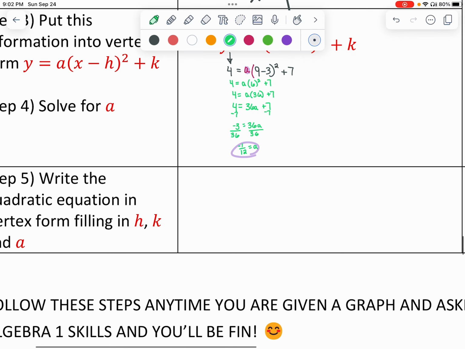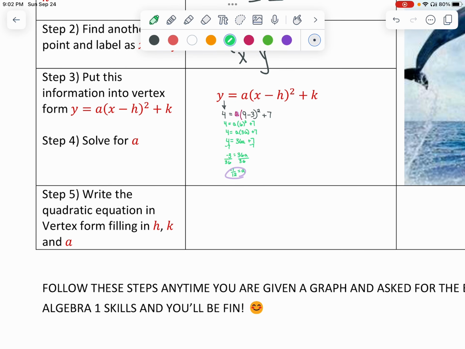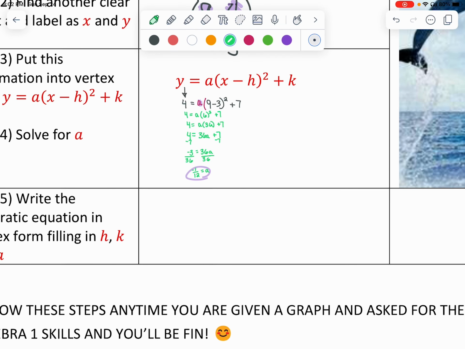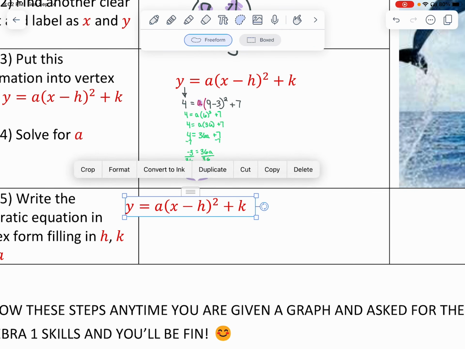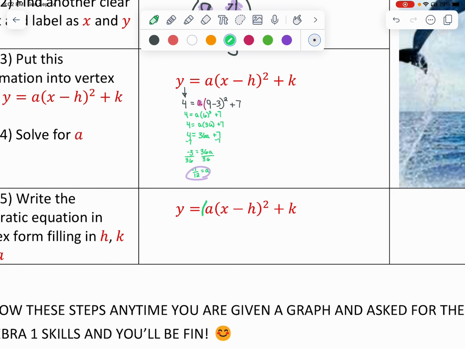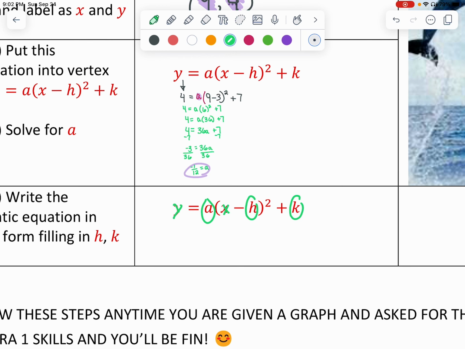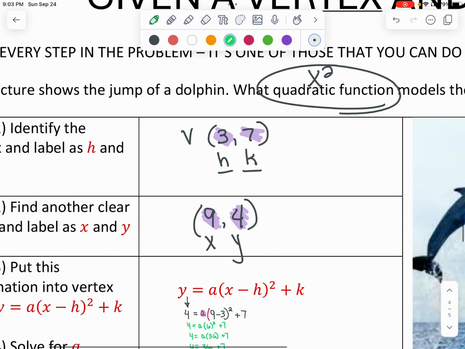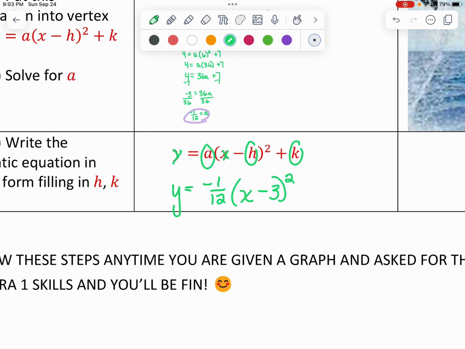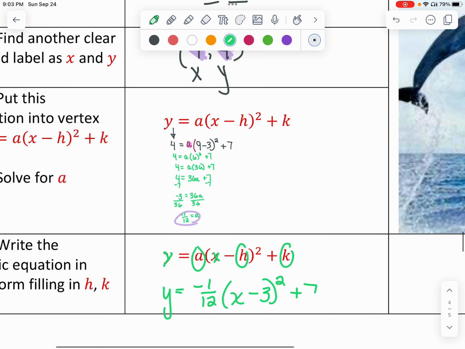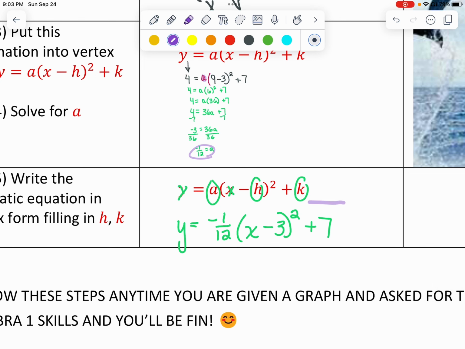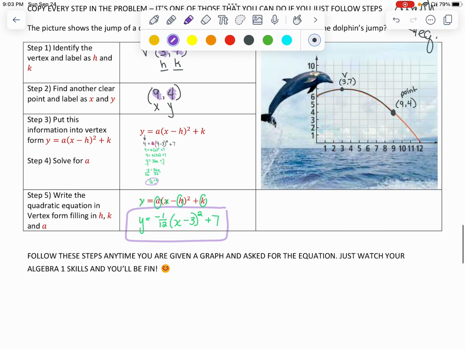Shrink it down. And now step 5, write the quadratic in vertex form, filling in h, k, and A. Okay, so one more time. I think I can paste that image again. These directions say to fill in A and h and k. Leave y and x alone. y equals the A value of negative 1/12, so it's reflected and compressed. x minus, what was h? 3. Quantity squared plus k was 7. So this is the quadratic equation that represents this graph.